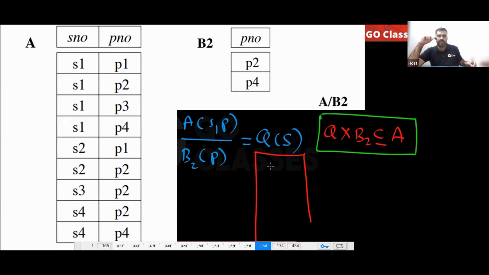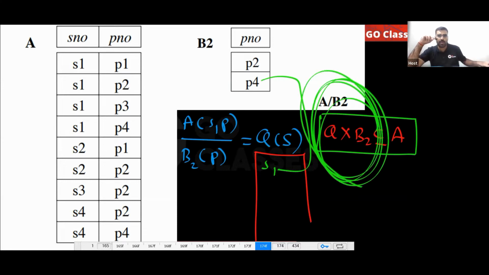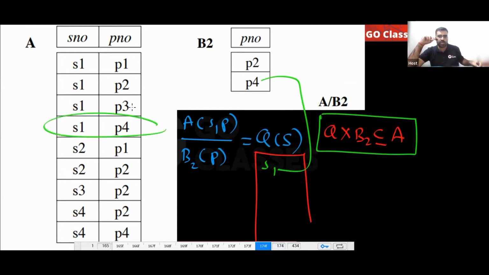So can I put S1 here? Just tell me this point. If I put S1 here, then see, S1 P2 is already here. That is very good, no problem. S1 P4, because you will do the cross product of Q comma B2, so S1 P4 is already here. So there is no problem. So S1 I can put.